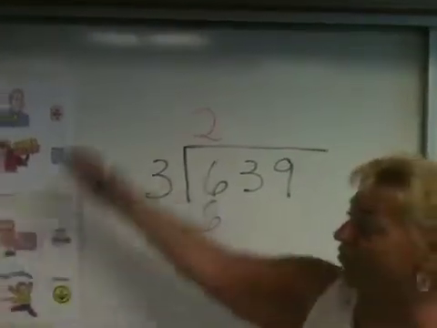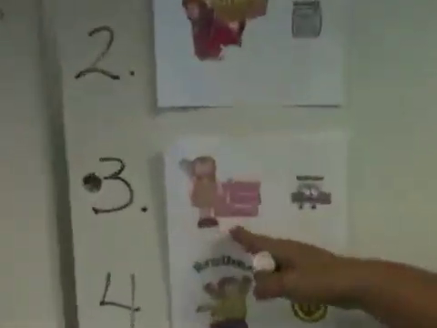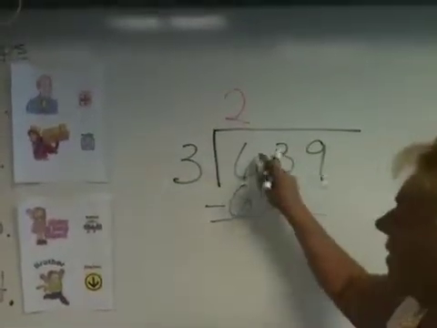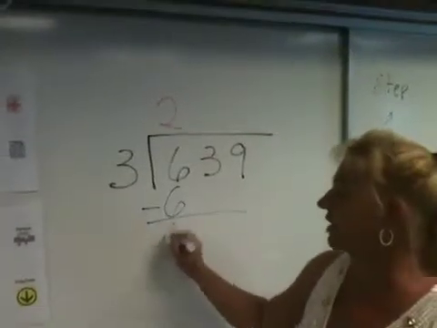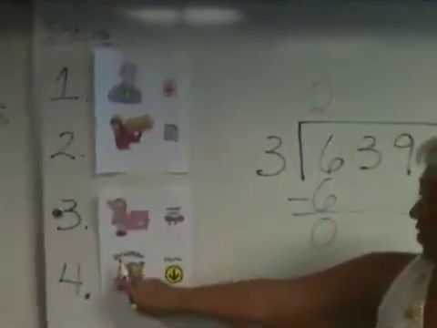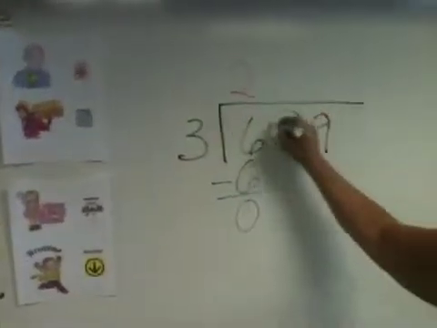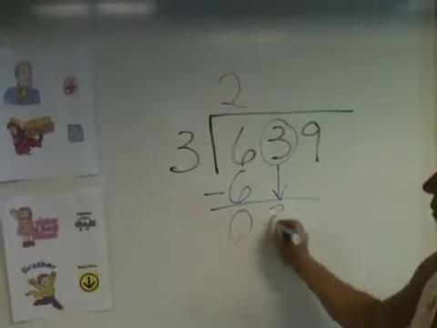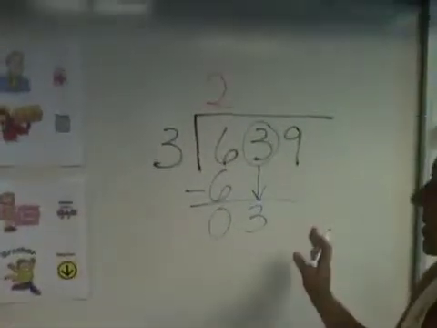Now we go to the third step, which is the sister subtract. Using the subtraction sign, we draw the line. We subtract 6 from 6, and we should get 0. This goes to the fourth step, which is brother bring down. We need to take this number, and we need to bring it down here. And then we repeat the process.